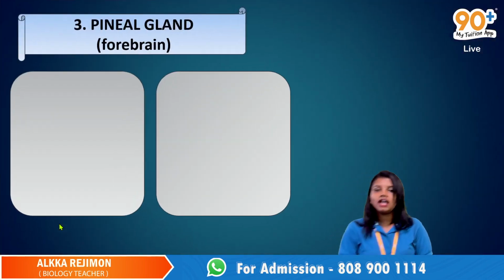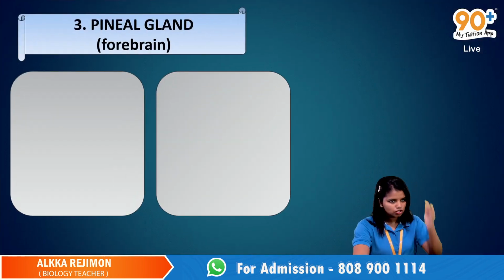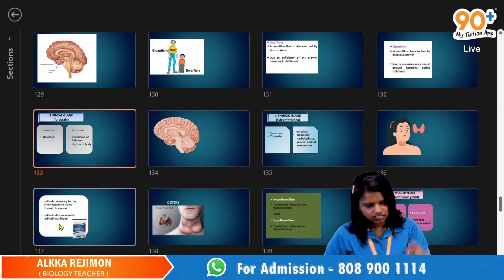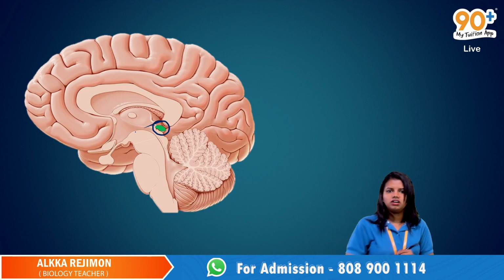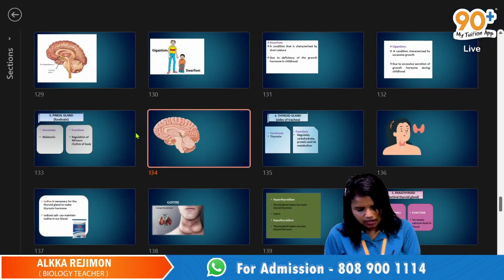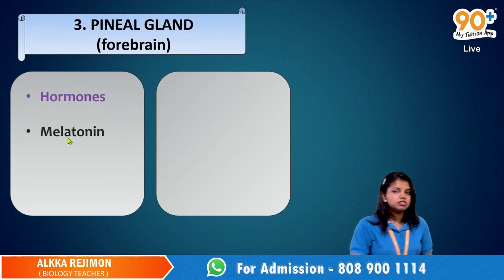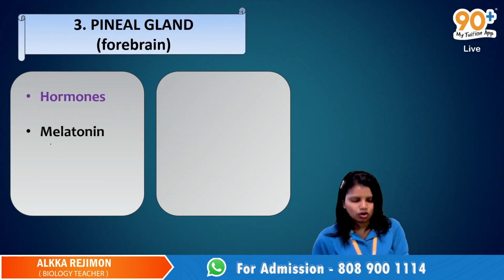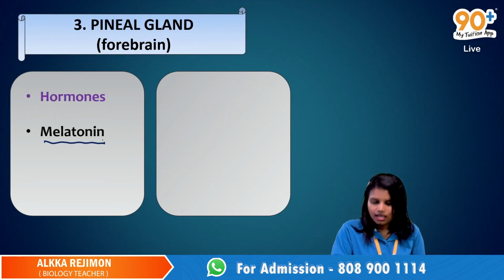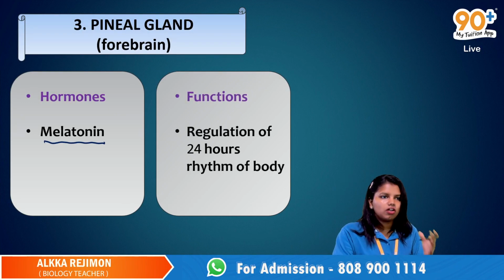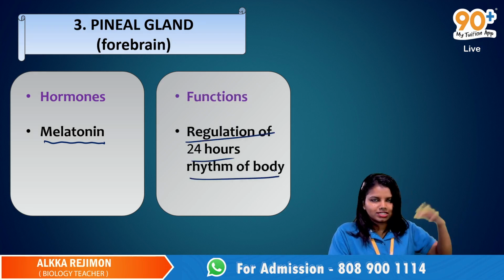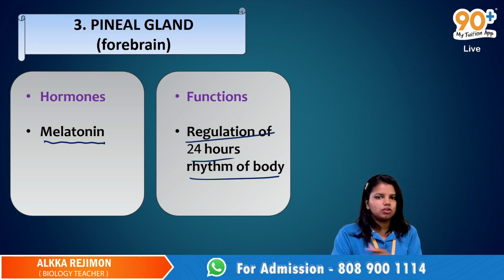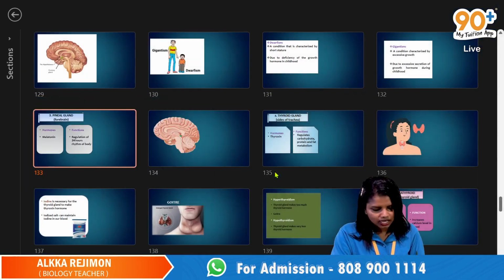And then the third gland we need to discuss is the pineal gland, which is another small gland present in the forebrain region. Here you can see the small pineal gland. Although its structure is small, its function is very important. It produces a single hormone, and that hormone is called melatonin. Melatonin is basically known as the biological clock of our body. This hormone acts like a clock of our body, and it regulates the 24-hour rhythm. Our sleep and wake cycle and everything is controlled by this particular hormone, which is produced by the pineal gland.